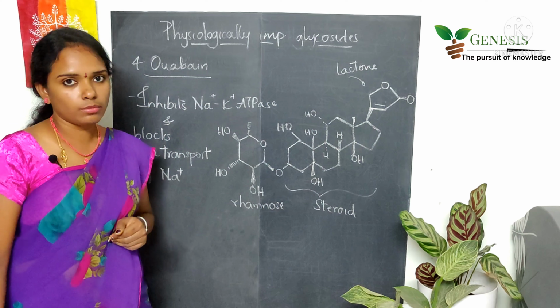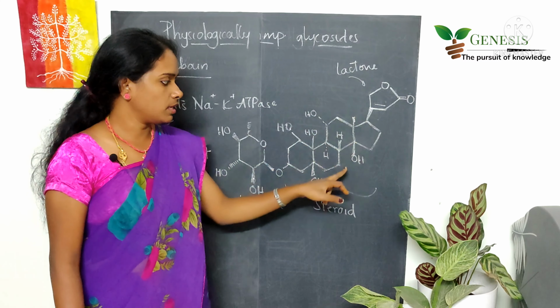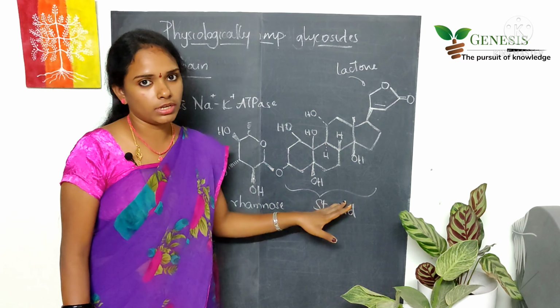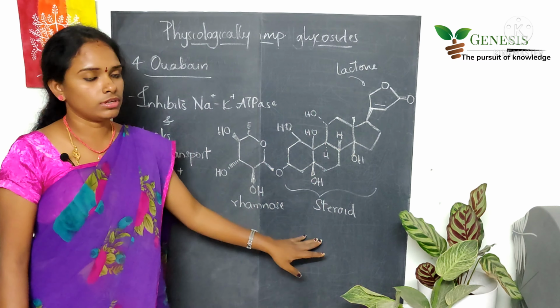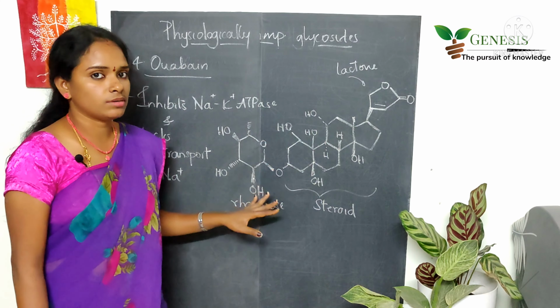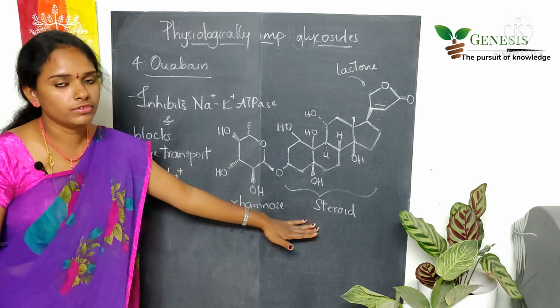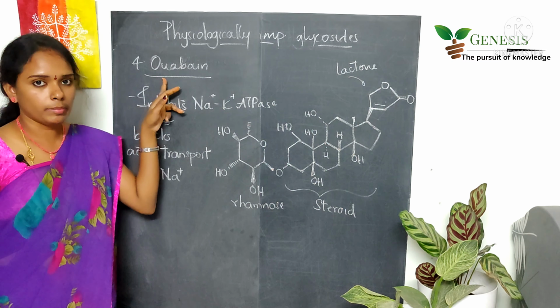Coming to ouabain, which contains a 5-membered lactone ring which binds with a steroid nucleus, and this steroid nucleus forms O-linked glycosylation with a carbohydrate. Here the carbohydrate is a rhamnose. This is the structure of the glycoside, that is ouabain.